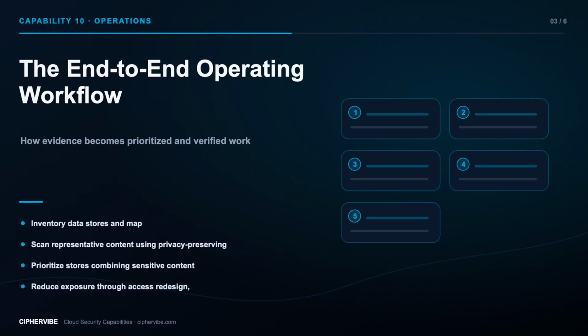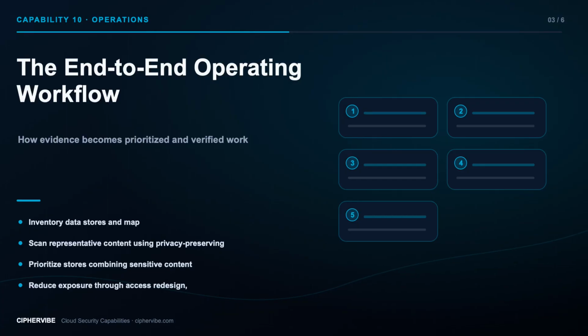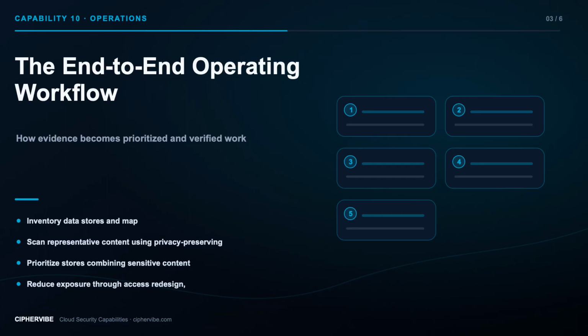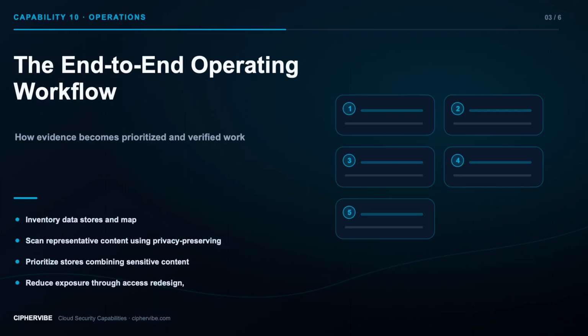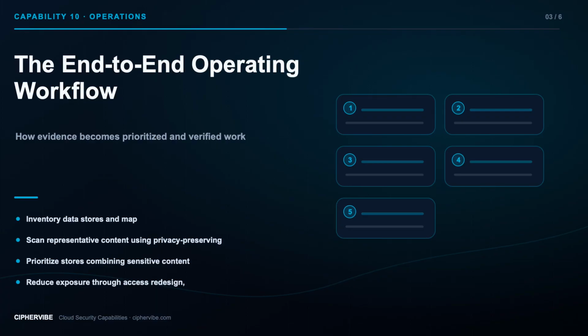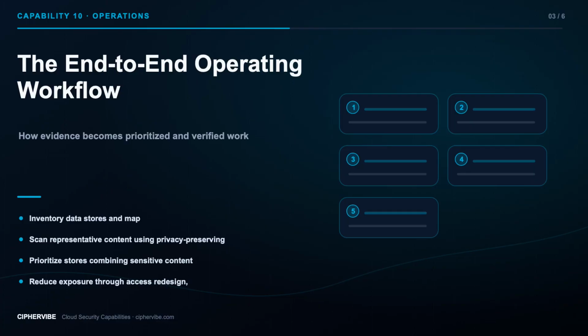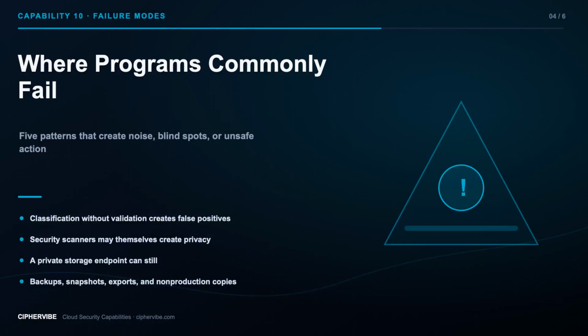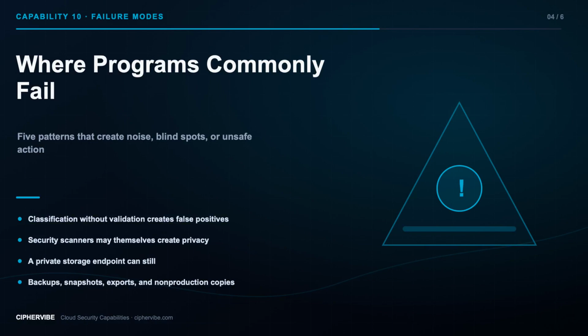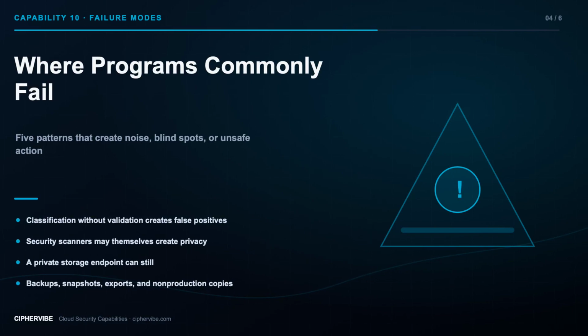Define escalation points for missing owners, disputed priority, failed changes, and evidence that suggests active compromise. Those conditions should move into incident or risk governance rather than remaining indefinitely in a routine queue. The fastest way to evaluate data security and DSPM is to study how the capability can fail.